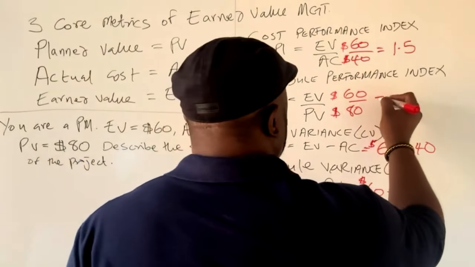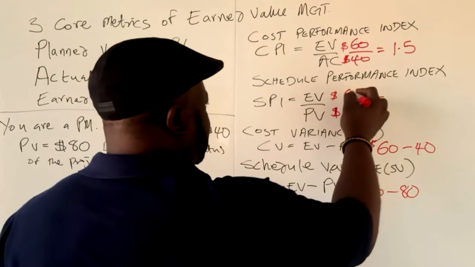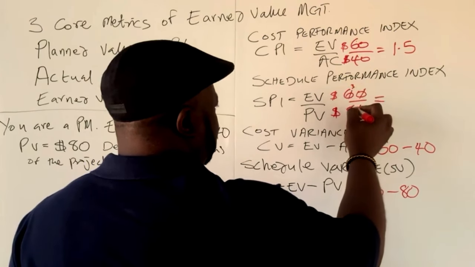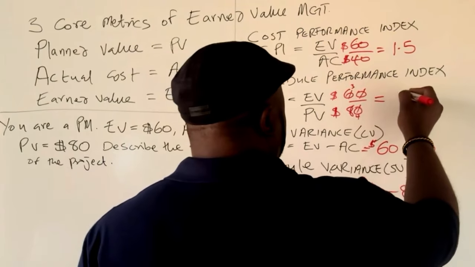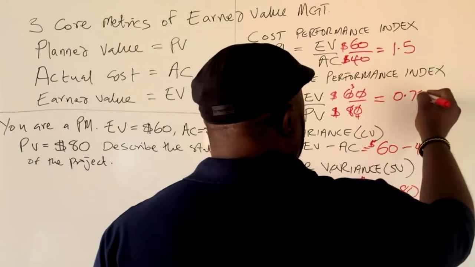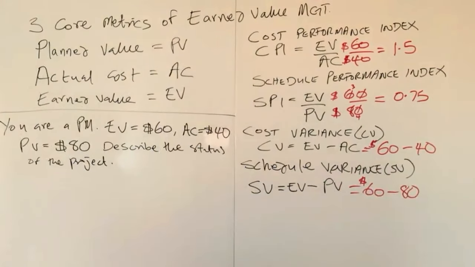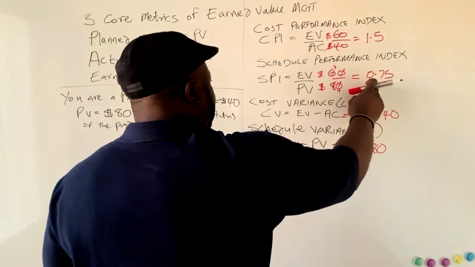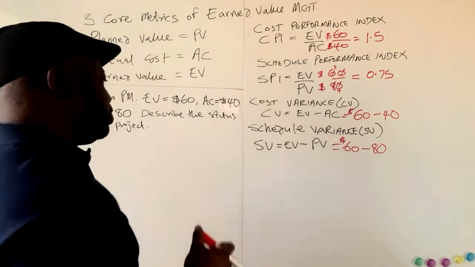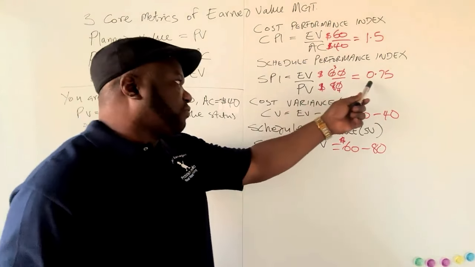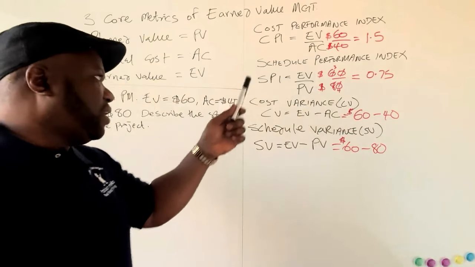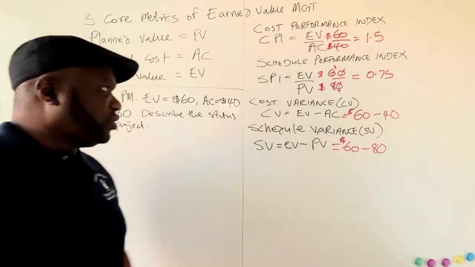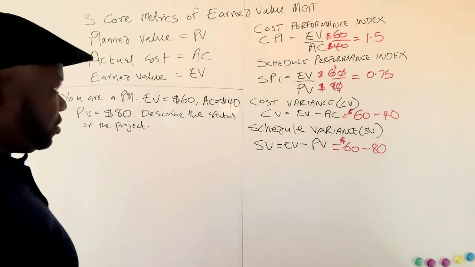So in this instance, you cancel the zeros, you have 2 goes here 3 and 2 goes here 4. So you have a 0.75. So what this means is you are only 0.75 efficient. You are 75% efficient. It means that 75% of the work to be done is what you're getting done, and there's 25% of the work that you have not accomplished, which shows poor schedule performance.